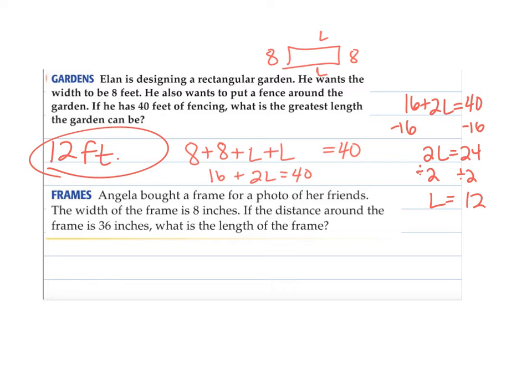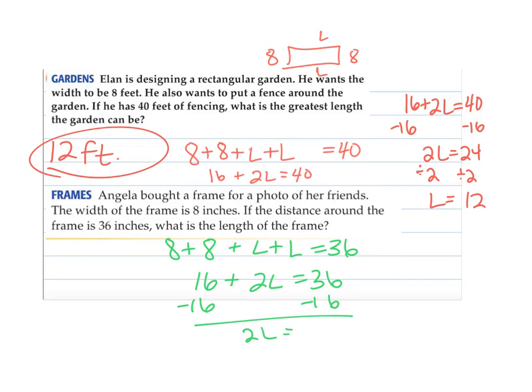So again, we're working backwards. The perimeter is going to, in this case, equal 36. And we have the width plus length plus length. So then 16 plus 2L, because there's L and L, that added together makes 2 of them, equals 36. Subtract 16 from both sides. 2 length equals 20.